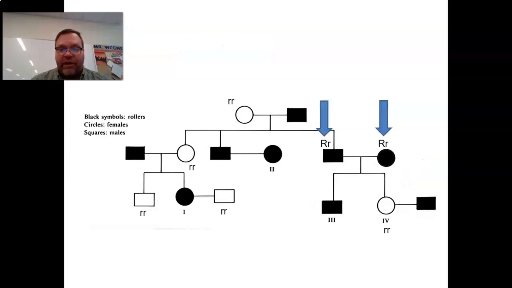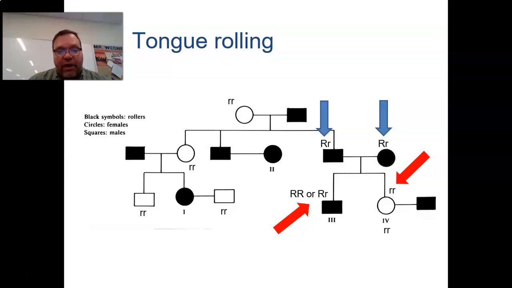So let's go back and redo it. It has to be capital R, lowercase r. And it can't be capital R, capital R. Why not? Because the daughter in the third generation, individual 5, it's listed there as a 4. But it has to be capital R, lowercase r for those two individuals, the mom and the dad, because they have a daughter that is lowercase r, lowercase r, not affected. Okay? So it has to be that.